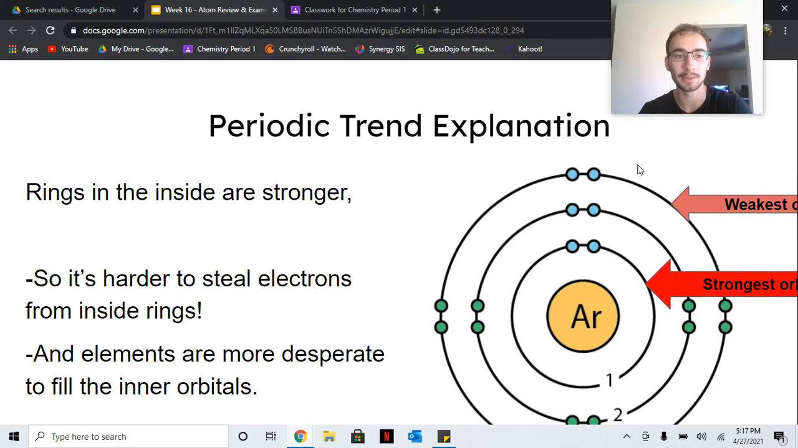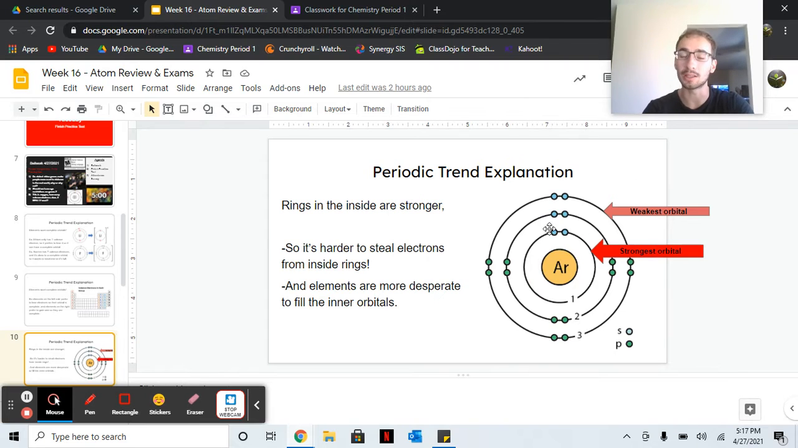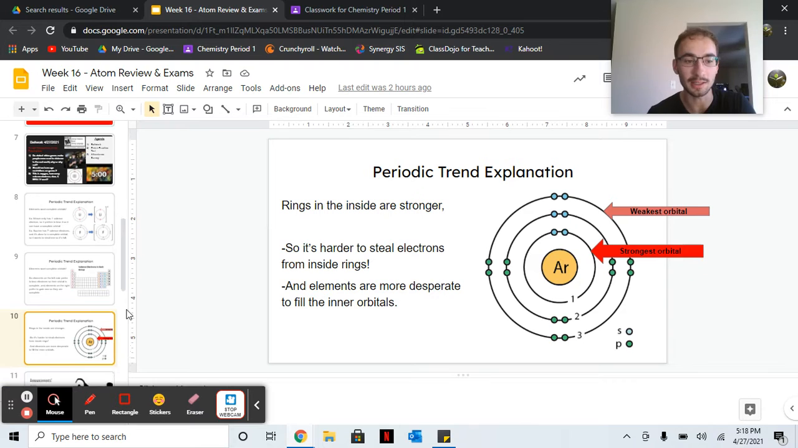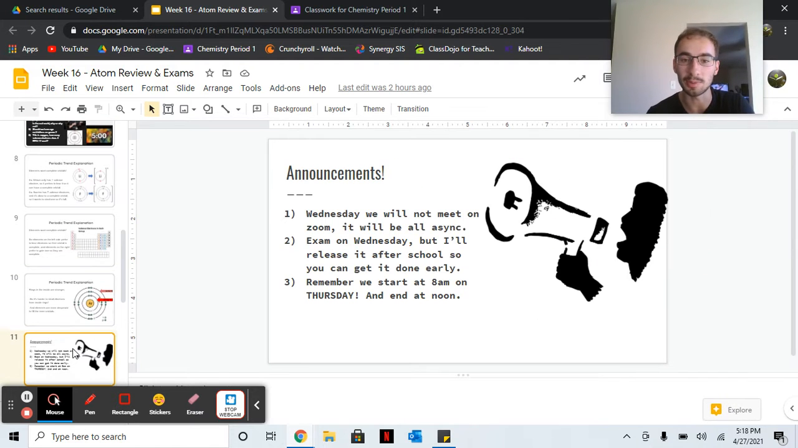Okay? And remember, the inner ring usually is close to the nucleus, so it'll be stronger. The closer the rings are to the nucleus, the stronger they are because they're harder to steal from. Because they're close to the nucleus, the positive attracts the electron out here. That's the idea.